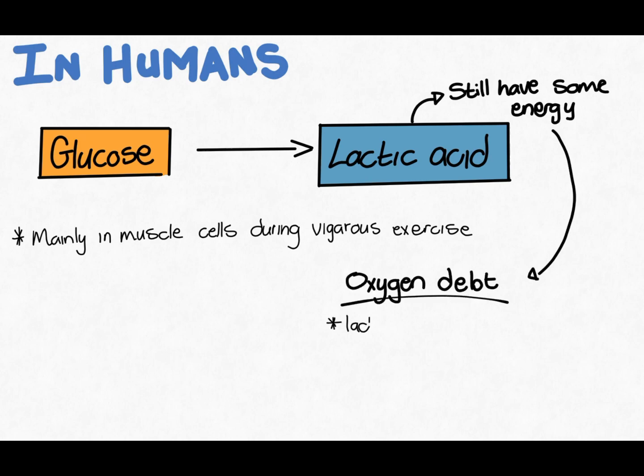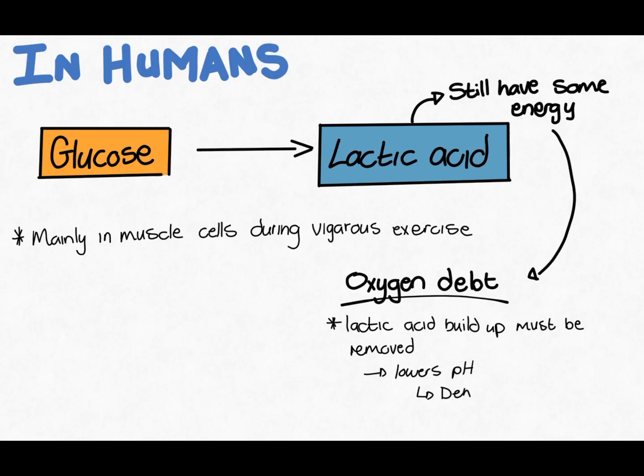So this is when lactic acid builds up in muscle cells. When this happens, it lowers the pH of the cells, making them more acidic. Now this could denature the enzymes in cells, so we need to remove this lactic acid. Now cells excrete lactic acid into the blood.